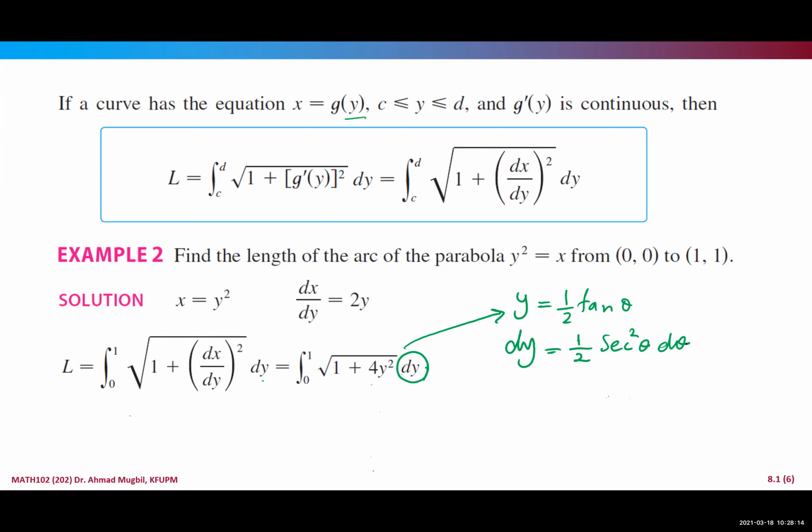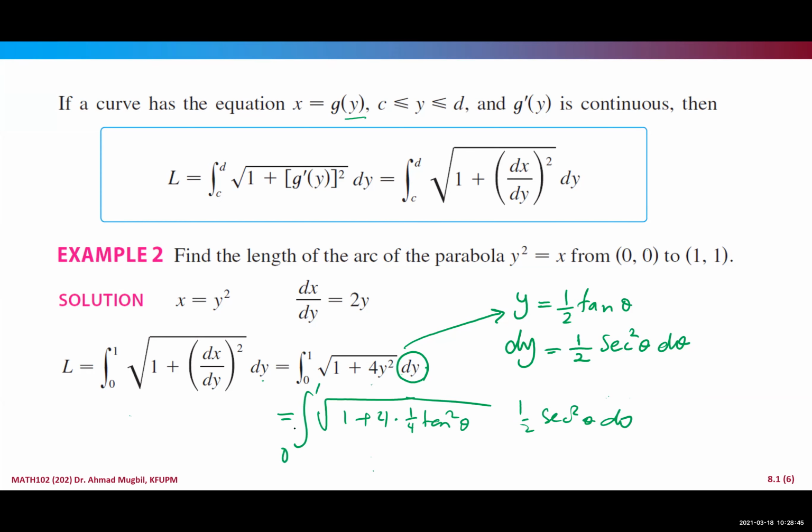So now we did find y, we did find dy. What is remaining now? What will we do next? Substitute y and dy. So we will have the square root of 1 plus 4 multiplied by 1 over 4 tan squared theta, and dy is a half of secant squared theta d theta. There is something missing. From 0 to 1?